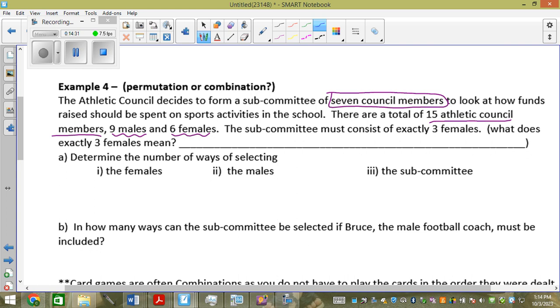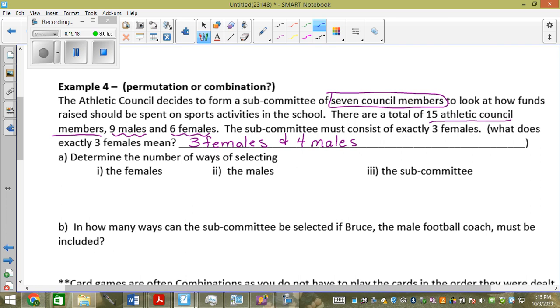What does exactly 3 females mean if I need a 7-person subcommittee? What are they indirectly telling you? The 7-person subcommittee doesn't have jobs, so this is a combination, right? But what does exactly 3 females mean when I tell you have to have 7 council members? What is that indirectly telling you about males? There's 4. So exactly 3 females means 3 females and 4 males. Because I need 7 people, and I'm not allowed to have more than 3 females. I have to have exactly 3.